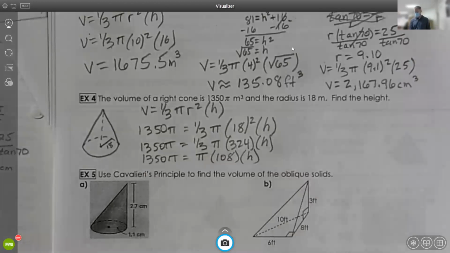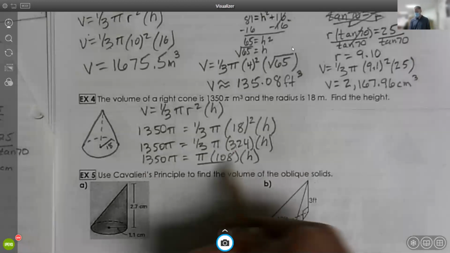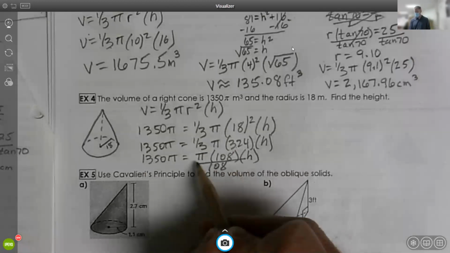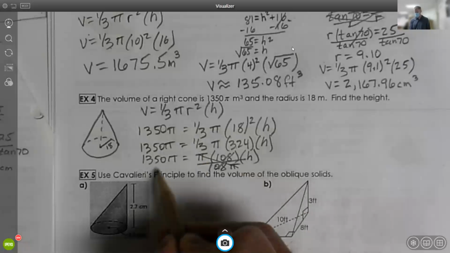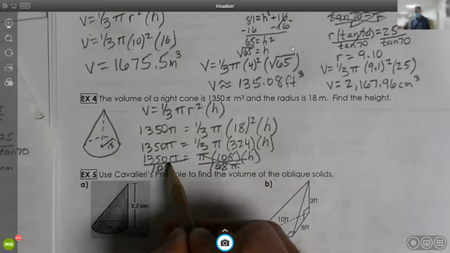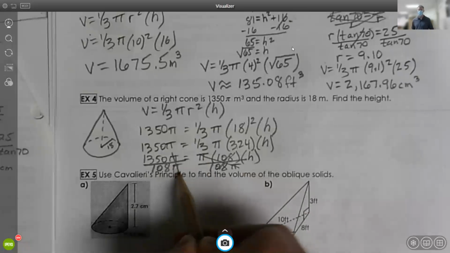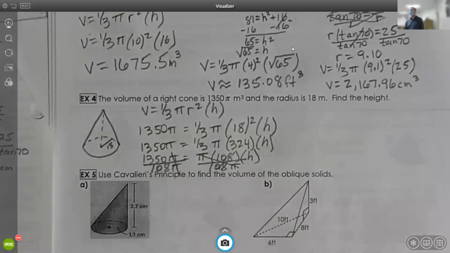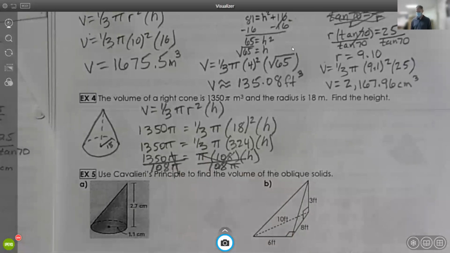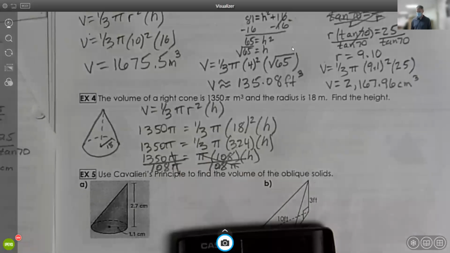Now I can divide by both the 108 and the pi at the same time. And over here, divide by the 108 and the pi at the same time. And look at what happens. The pi's cross out. I won't have to have decimals. That's the advantage of putting pi with the volume. So you don't have to have the decimals that are associated with calculating with pi.